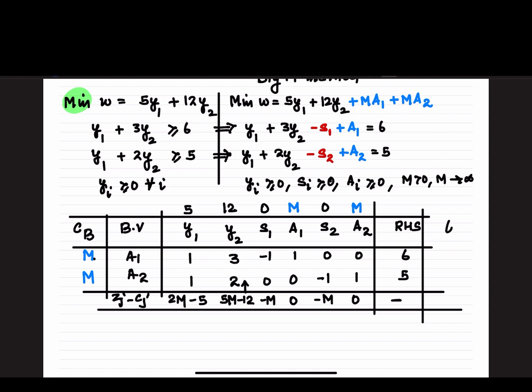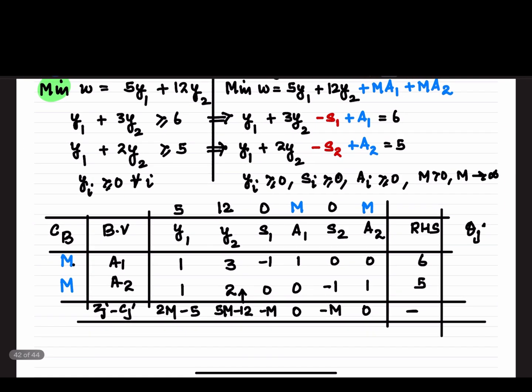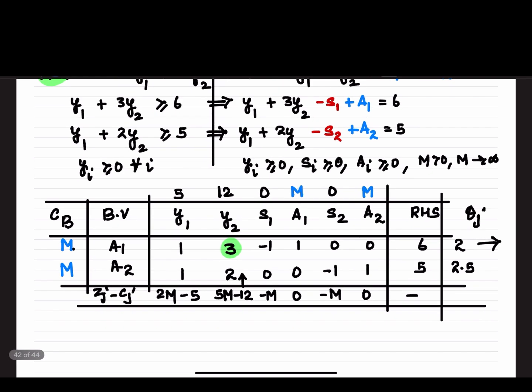So y2 is entering. Now find the leaving variable. So theta j निकालते हैं. So the theta j comes out to be 6/3, that is 2, 5/2, that is 2.5. Okay. This leaves. What is the pivot? Pivot is this. A1 is leaving and y2 is entering. y2 का coefficient 12, a2 का capital M.